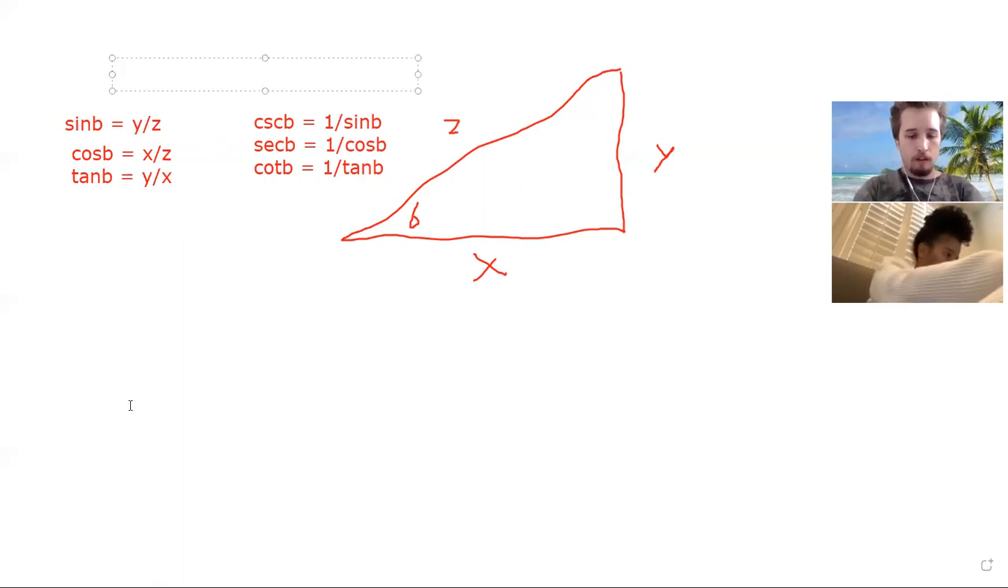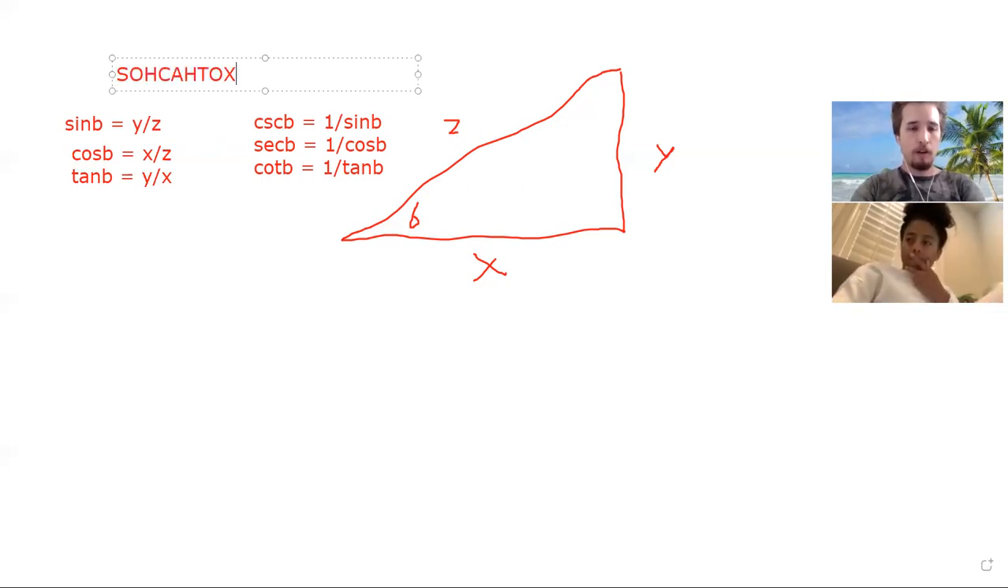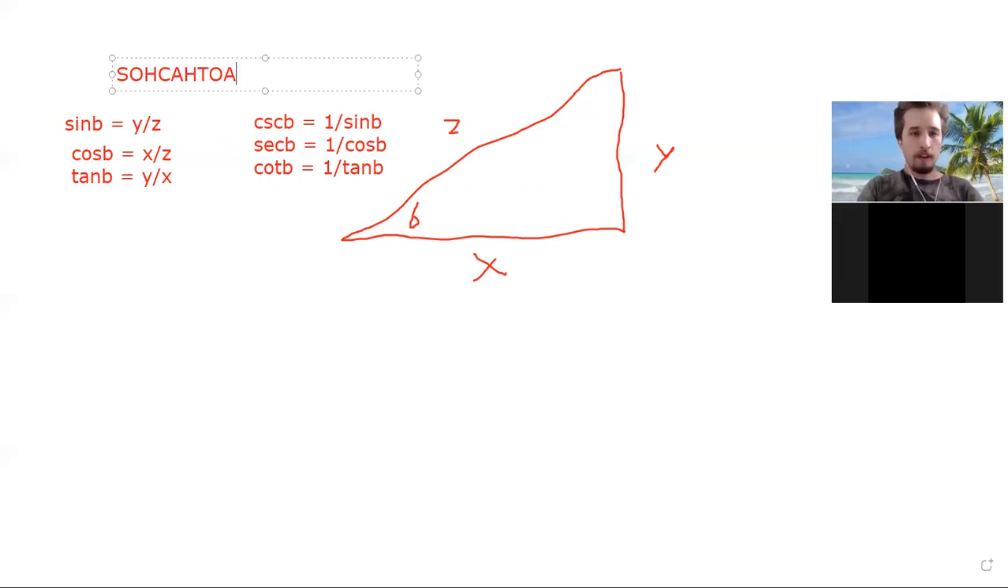The first 3 we can get from SOHCAHTOA. And that basically means sine is equal to opposite over hypotenuse. And then cosine is equal to adjacent over hypotenuse, and tangent is equal to opposite over adjacent. So this is the opposite. Y is the opposite side from B, and then Z is the hypotenuse, and X would be the adjacent side to B. So that's just the very basic of trig.